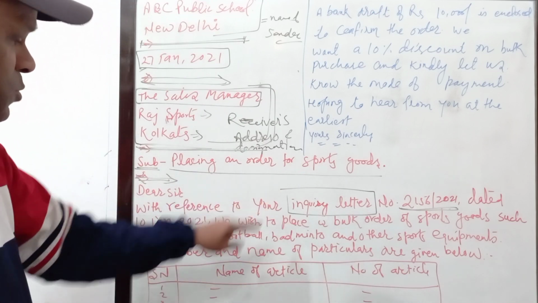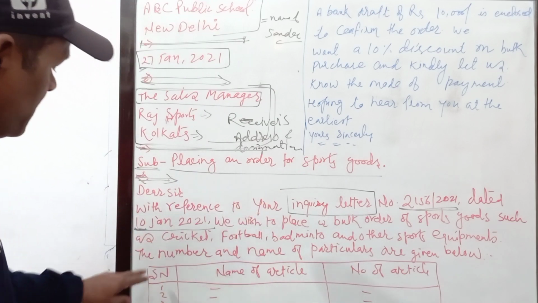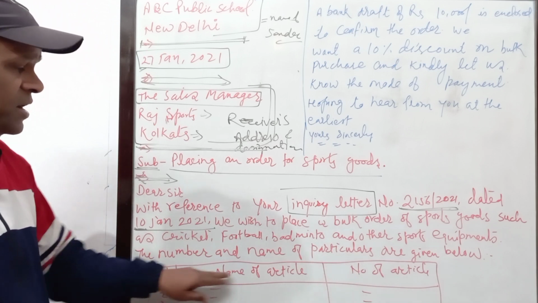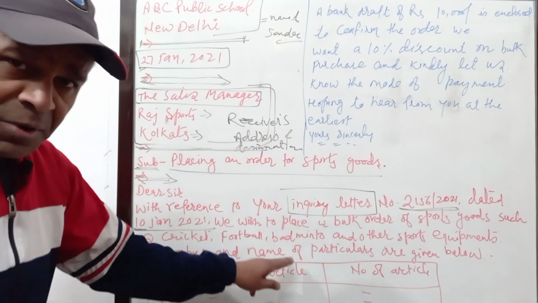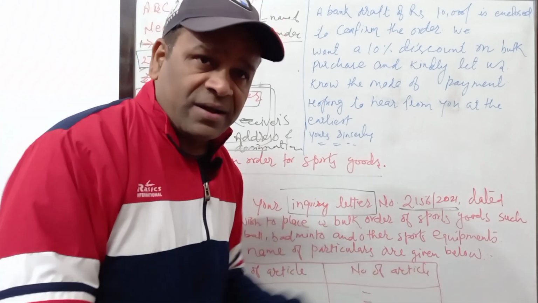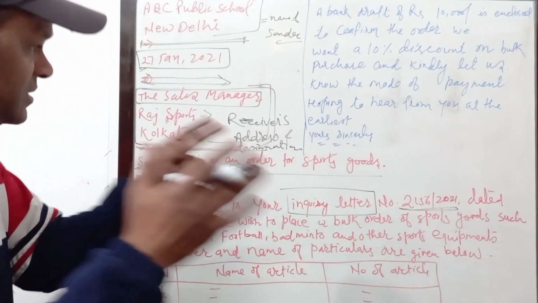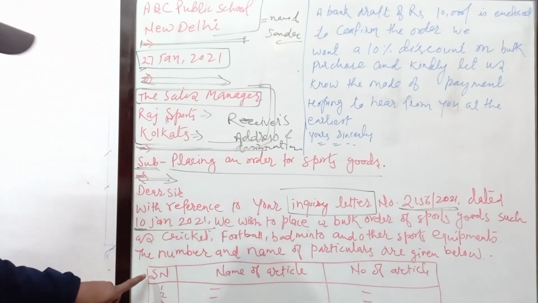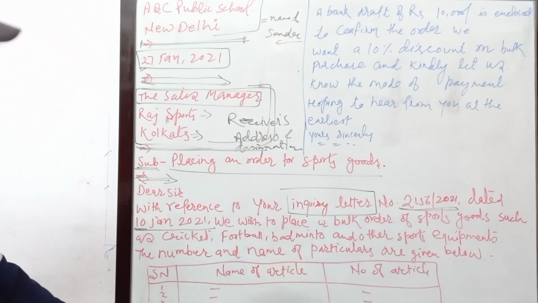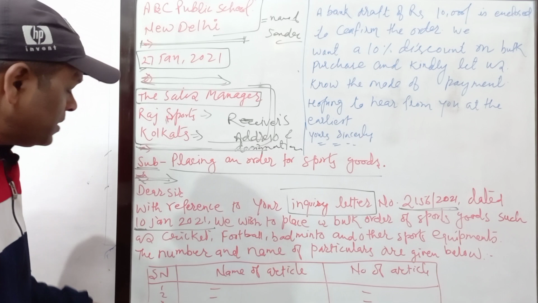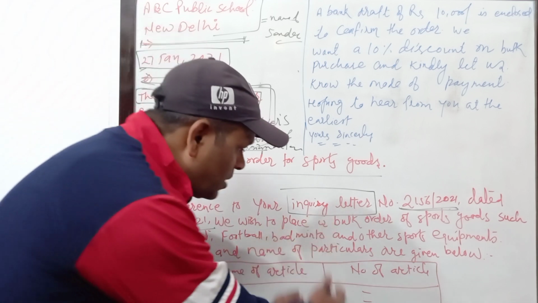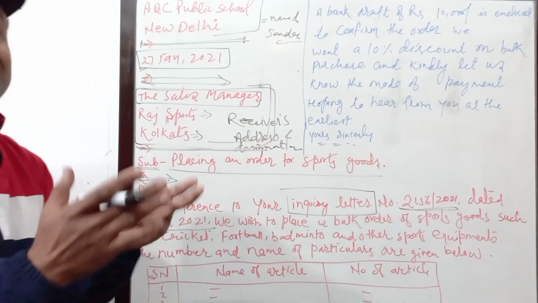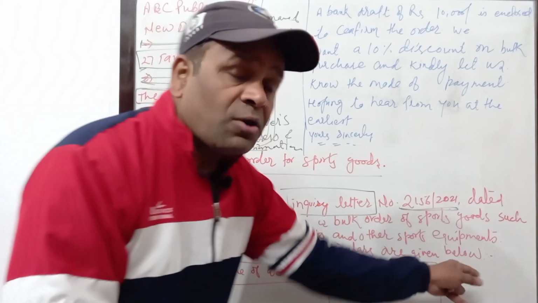Suppose if it is for sports, then we have to make a column: serial number first, then name of article, name of particulars or particulars only, name of objects, then number of articles, because it is placing an order. Suppose it is for books, so there it will be serial number 1 2 3 4. You have to make it in a tabular form. Serial number 1 2 3 4, then name of books, or one more column can be added, that is name of author, and the number of articles.